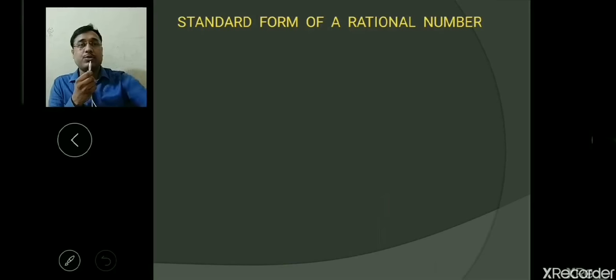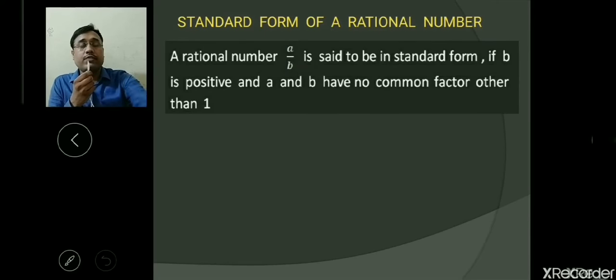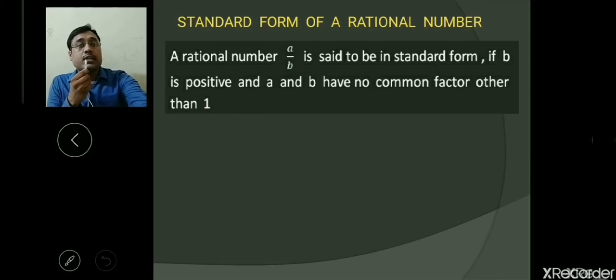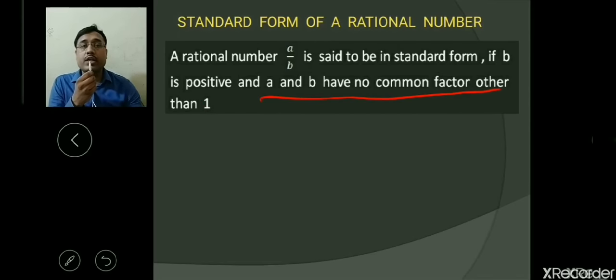Next, you will see standard form of a rational number. Standard form of a rational number, we can define it like this. A rational number a by b is said to be in standard form if b is a positive number, and a and b have no common factor other than 1. That means the numerator and denominator have no common factor other than 1.